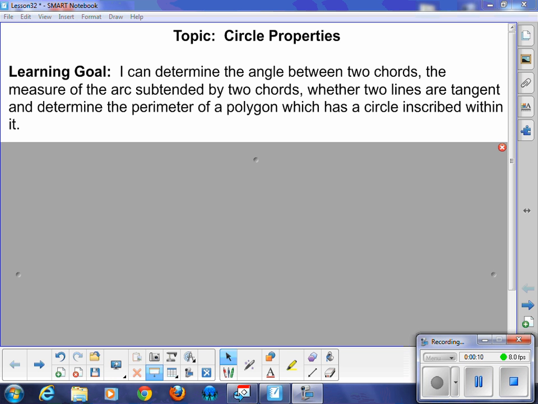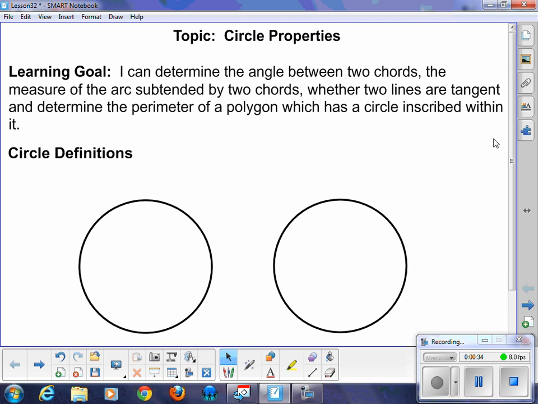I want you to be able to determine the angle between two chords, the measure of the arc subtended by two chords, and whether two lines are tangent, and determine the perimeter of a polygon which has a circle inscribed inside it. So, wow, lots of stuff there. A lot of it's simple little concepts, just need to see them. And you'll have your cheat sheet to work your way through. But once you see them, pretty simple to keep track of.